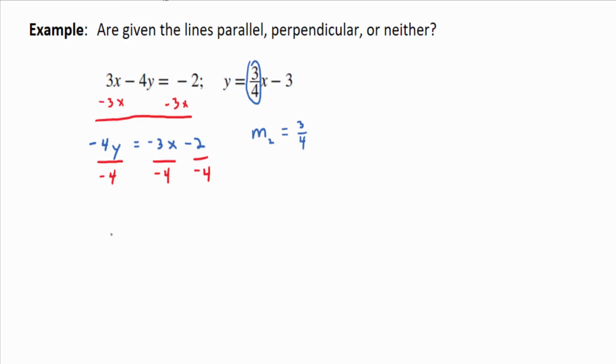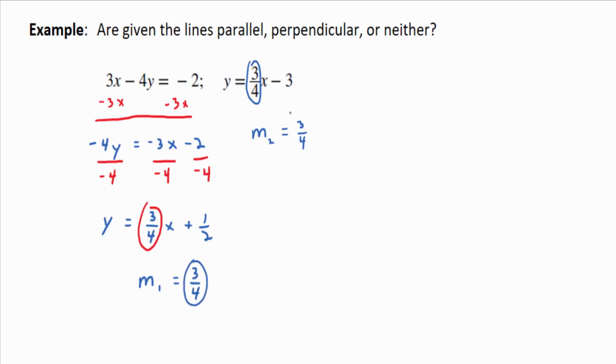And if you do that, you'll get y by itself on the left side. -3 divided by -4, that's a positive 3/4 in front of the x. And then a plus 2/4, which is 1/2. And so the coefficient of x in this case is 3/4. So if we call this line 1, we could call the slope of this line m1. m1 equals 3/4. So the slopes are the same.